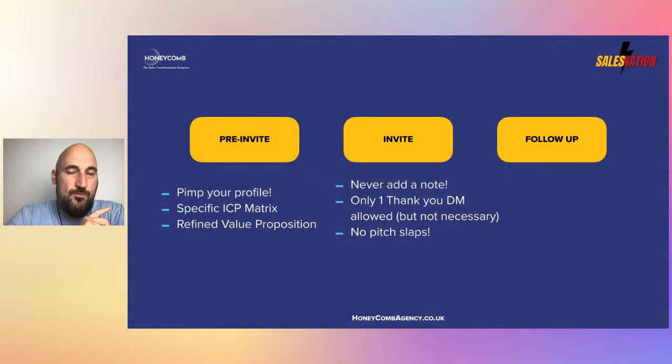In the invite, what we found works best is to never add a note. You know that when you go to someone's profile, you can connect with them and then you can, I think, personalize your invite and add a note. Don't do that. We've run the experiments. It does not do any good. It does not increase your acceptance rate.